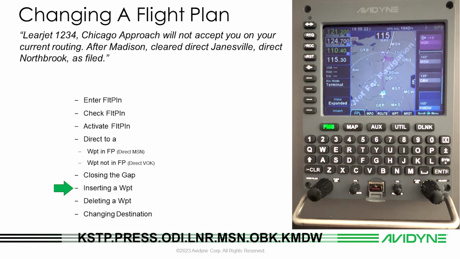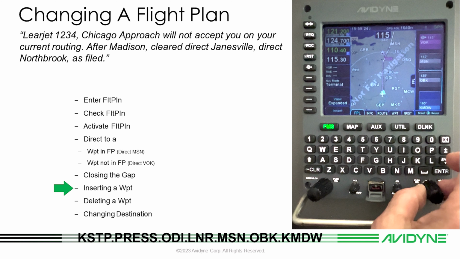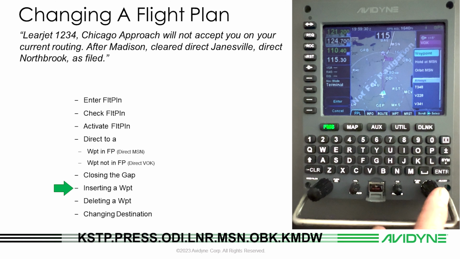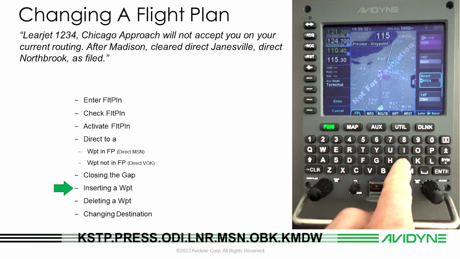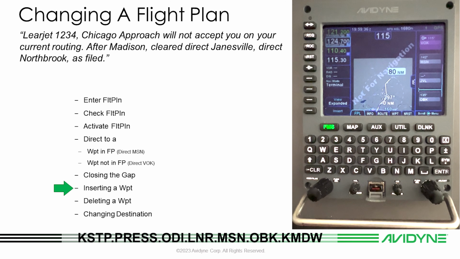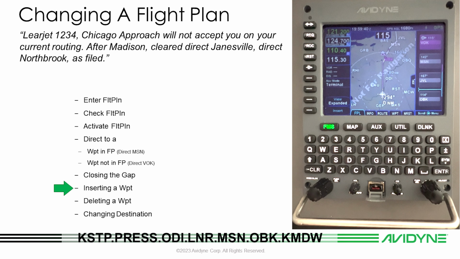To do this, simply move the cursor between the two waypoints, push in on the FMS knob to bring up the FMS menu, press the FMS knob again to select waypoint, then enter J on the keyboard. You'll notice Geofill has nominated Janesville, JVL, since it's nearby. So simply push the FMS knob again or hit enter, and we are good to go.